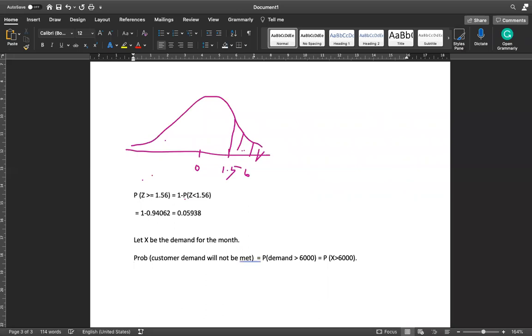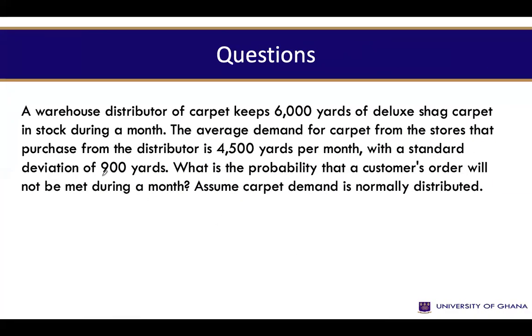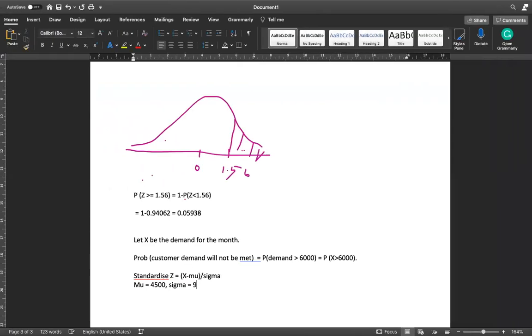Now that we have this, we can standardize, right? Jeff, can we standardize? Yes, sir, we can. Z is equal to X minus mu divided by sigma, right? What is mu? The mean is 4,500, right? Yes, sir. Sigma is what? What's the standard deviation? 900, sir. 900. Very good. So Z is equal to the x you are looking for here, 6,000, minus 4,500 over 900.